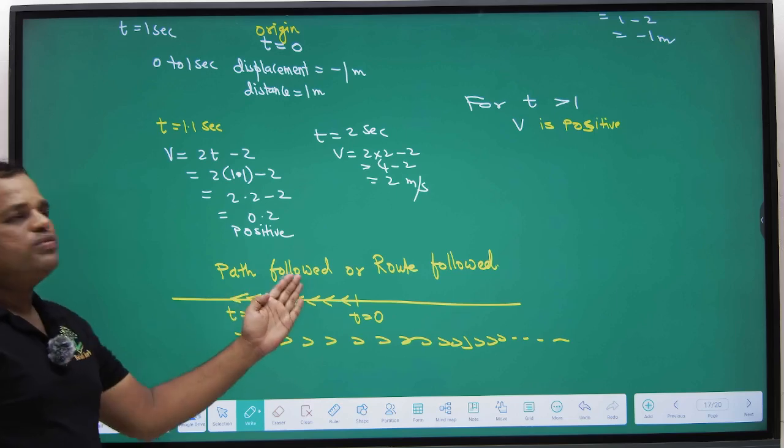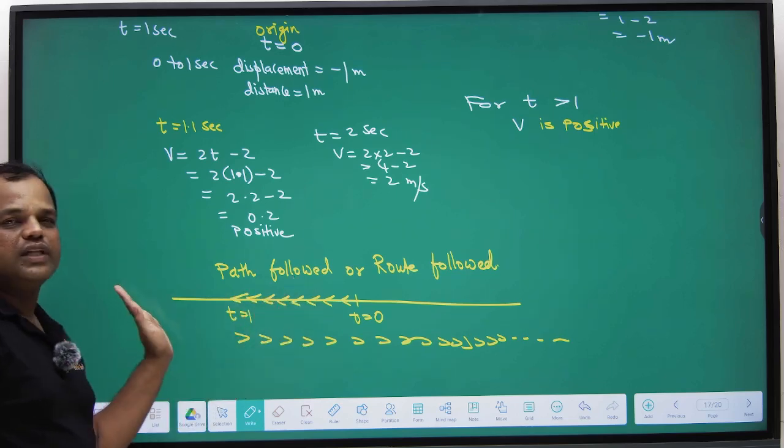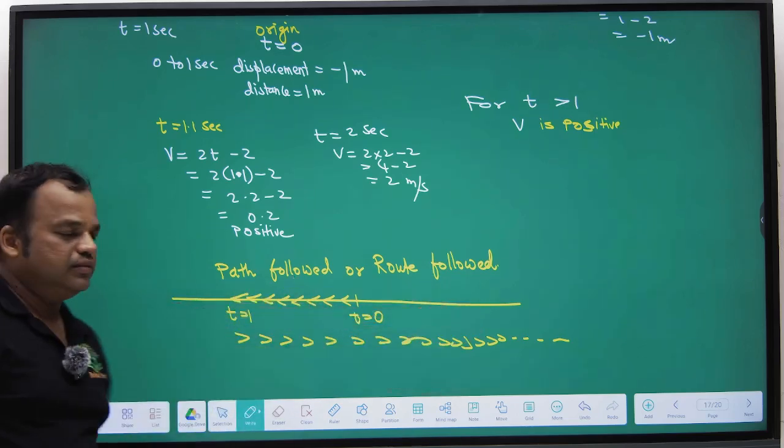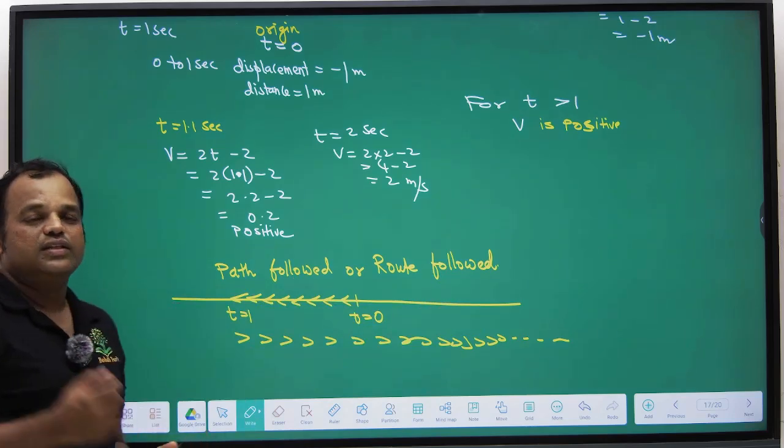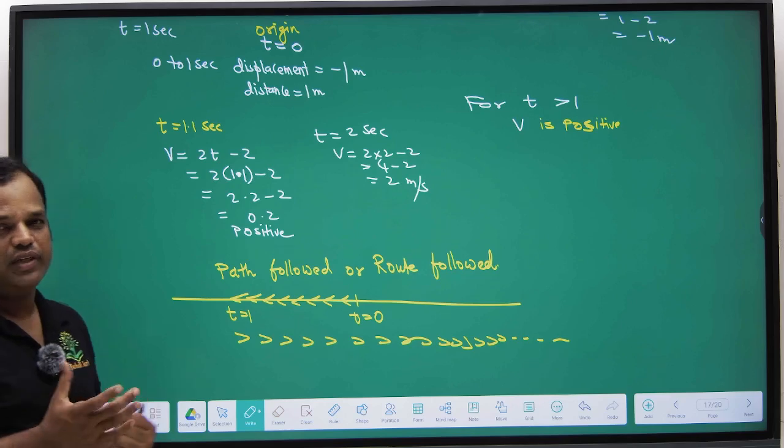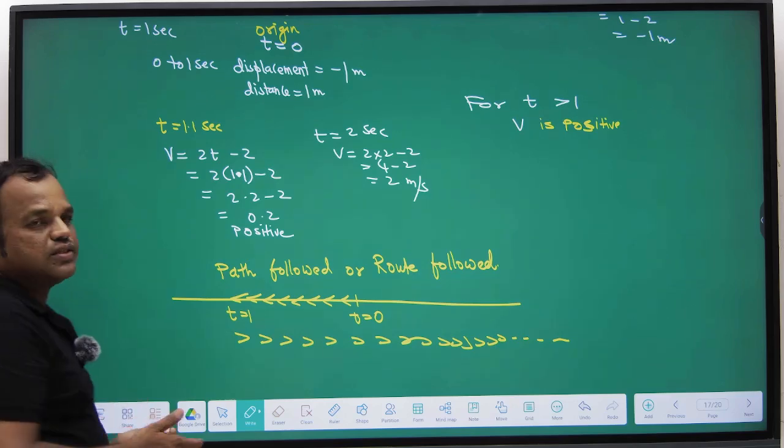So we have to observe how much it is going left side and how much it is going right side. So for that we need time duration. Time duration means delta t. So let's do one question.